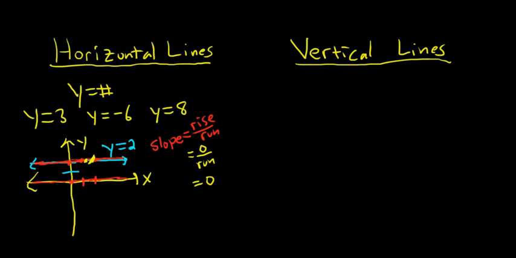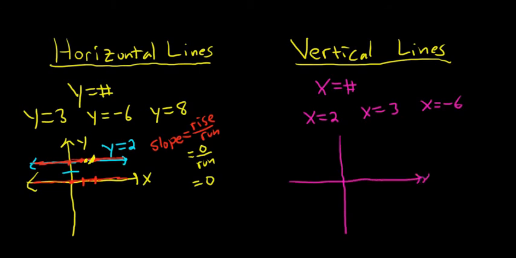All right, let's talk about vertical lines. So vertical lines have the form x equal to a number. So like x equals 2, x equals 3, x equals -6, etc. So let's look at an example, and then let's talk about why that's the equation for a vertical line. So here's x, here's y, and let's maybe look at the graph of x equals 4. Okay. So you just go to 4, and then you draw a vertical line, and that's the graph of x equals 4.